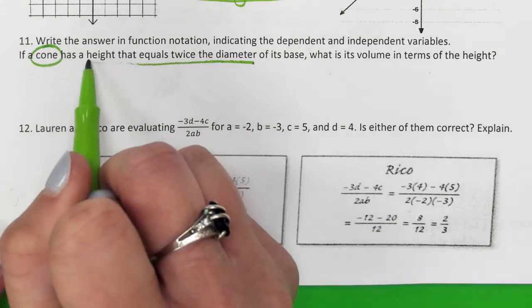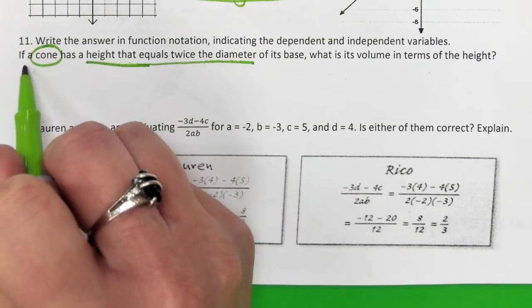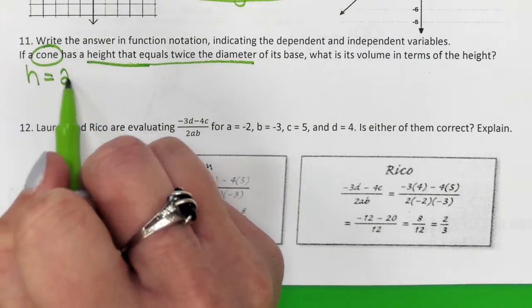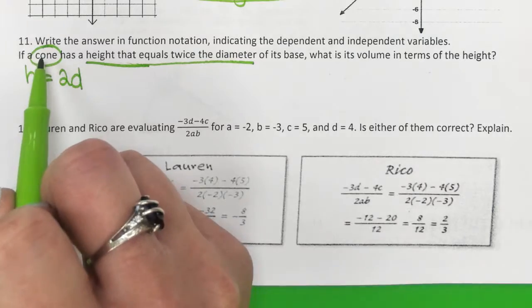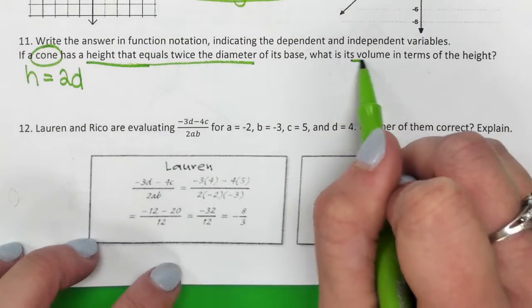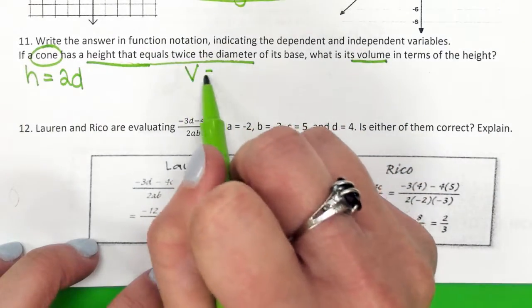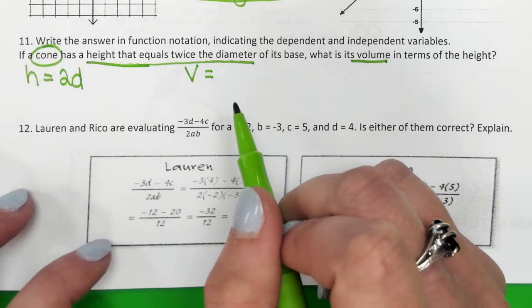How do I write that? H equals 2D for diameter, right? So let's make sure we get the right letter with the right stuff. All right, so we're talking about a cone, right? And then it says that we're going to do volume. Does anybody remember the volume of a cone? Anybody remember the stuff that's in it?